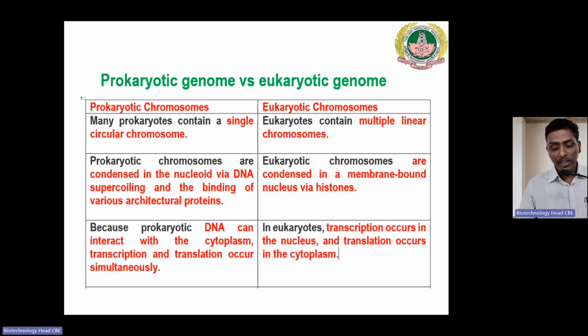Then the third one is that prokaryotic DNA can interact with the cytoplasm, so transcription and translation occur simultaneously. Already this point we discussed in the early slides. In eukaryotes, transcription occurs in the nucleus and translation occurs in the cytoplasm.